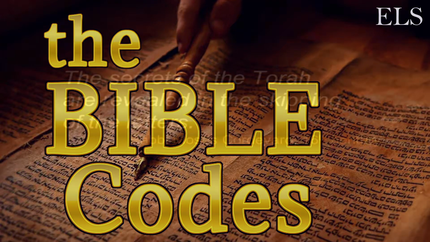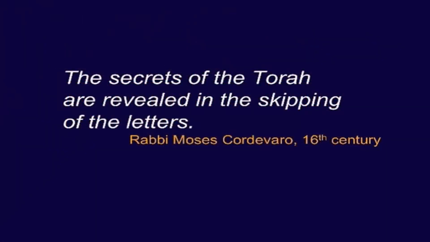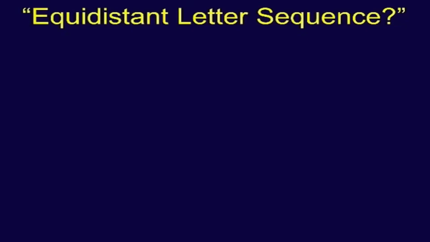One of the Kabbalists of the 16th century, Rabbi Moses Cordovero, pointed out, he recorded that the secrets of the Torah are revealed in the skipping of the letters. And this is one of the early allusions that caused scholars to start looking at this, where they've rediscovered things that were known to the early Kabbalists. And one of the many different forms, perhaps the least interesting of all the forms, but the one that's most popular today, is the Equidistant Letter Sequence.